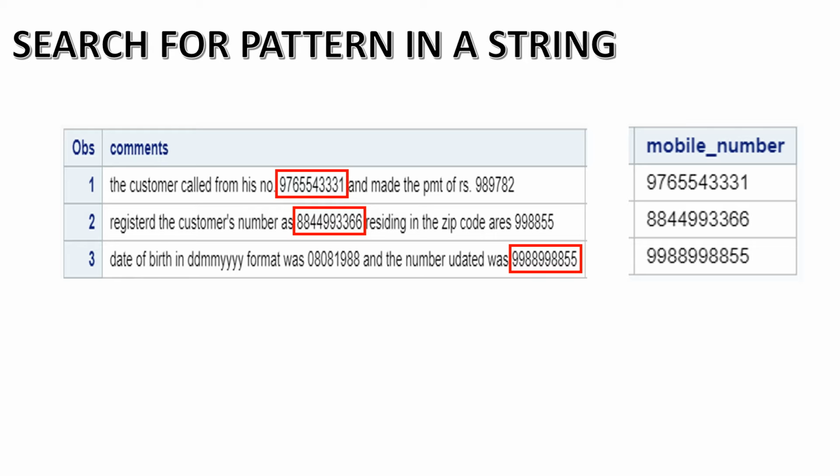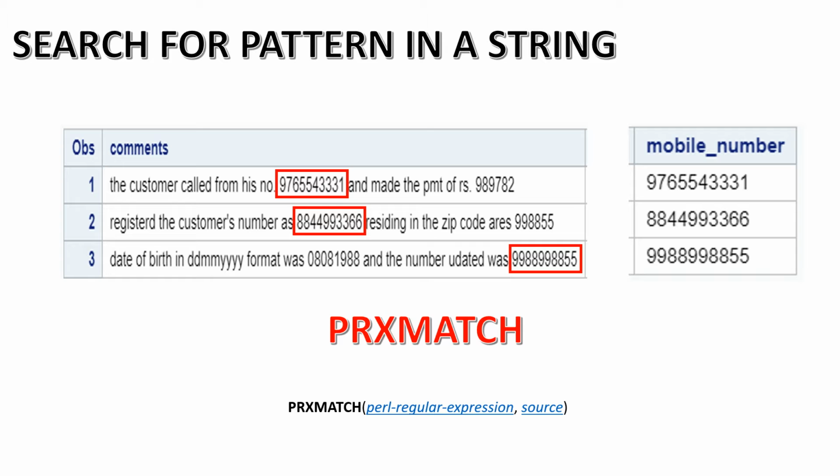Okay, so how we can do this? For that, SAS provides us a function which is called PRX match. It stands for Perl expressions match. Its syntax is something like this. First you need to write PRX match, then provide the regular expressions and then the source. Whatever pattern you want to search, you just need to put over here first and then put the variable name in which you want to look for that. Okay, so this is what the syntax is to use the PRX match.